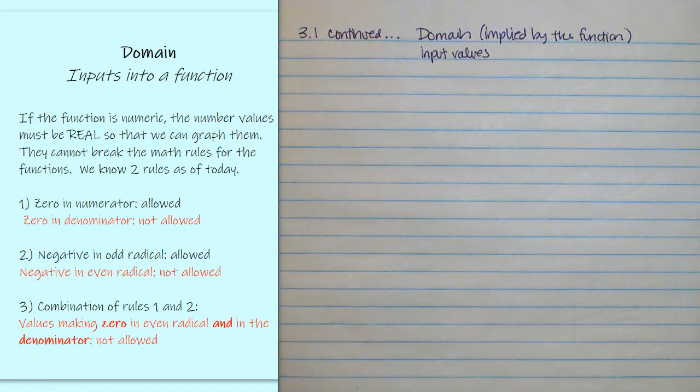All right, so the 2 rules. In black are things that are allowed, and red are things that are not allowed. So number 1, 0 in the numerator is allowed. 0 in the denominator is not allowed. Number 2, a negative in an odd radical is allowed. A negative in an even radical is not allowed. And number 3, a combination of the rules 1 and 2. If you get 0 in an even radical and in the denominator, then that's bad. That's not allowed. So let's look at these rules specifically with examples so they'll make sense for you.